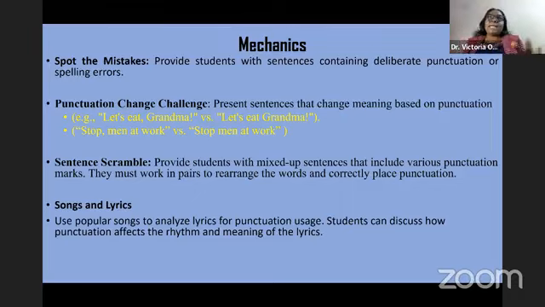punctuation. Then when they are done, they tend to look at how they have punctuated the lyrics in the song and check if it is altering the meaning of the song. If it is, then they'll have to look at the way they punctuated and then revisit to do it correctly. So we can equally use popular songs that they know.